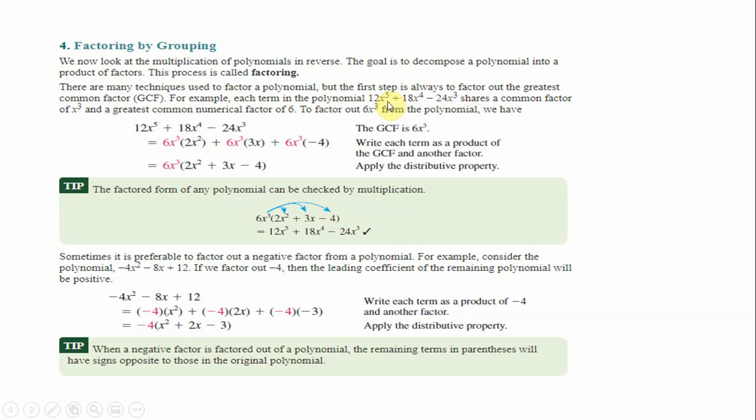So if I divide 12x to the 5th by 6x cubed, I get my 2x squared. Then I do the very same, divide by 6x cubed. That gives me the 3x. And the 24x cubed divided by 6x cubed would give me the negative 4. So now here's where they're factored out, and now I pull them out of each one.